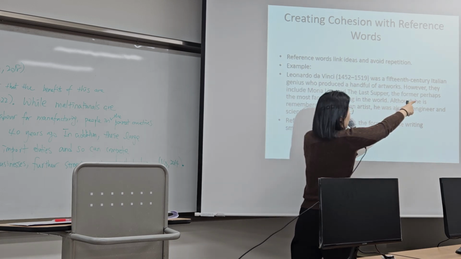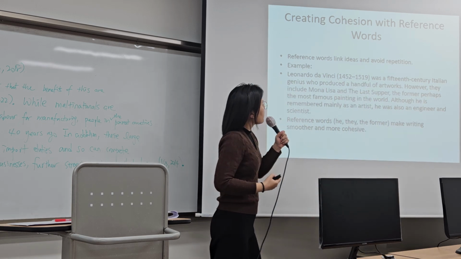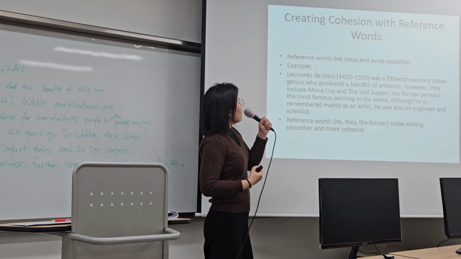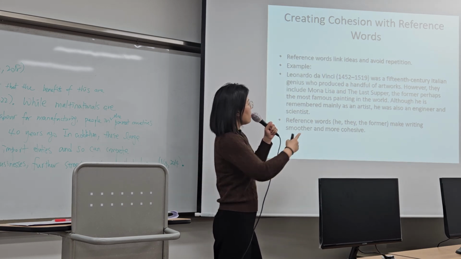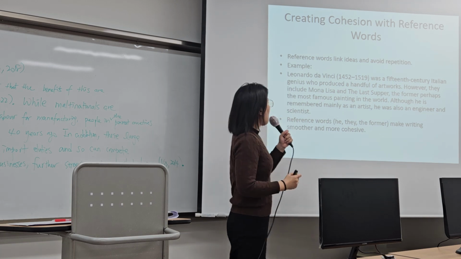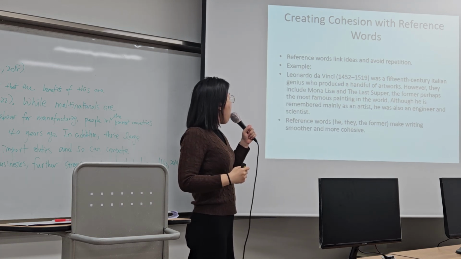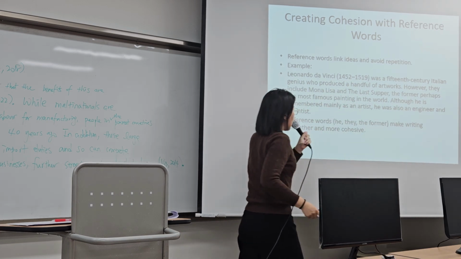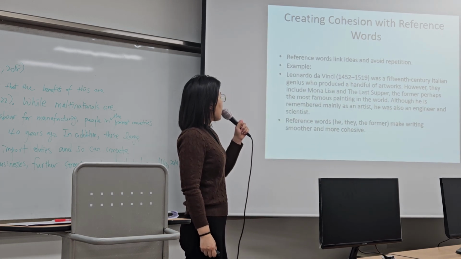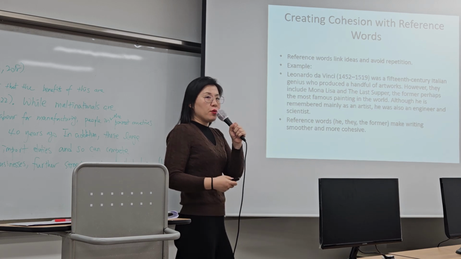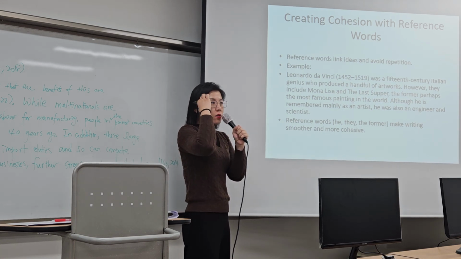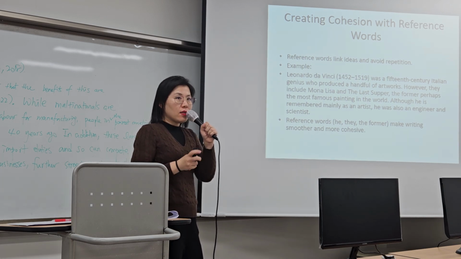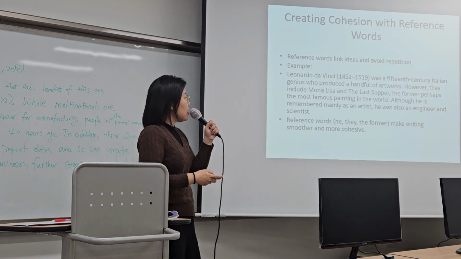Yeah, right, so this "they" refers to what? Artworks. Yes. And then "the former" refers to what? The former? Yeah, the former. The Mona Lisa, the first one. Right? "He" is Leonardo da Vinci. Right. Yeah. So you have to be able to use these pronouns and conjunctions as well in order to show the connections between different objects, subjects, ideas, and sentences.